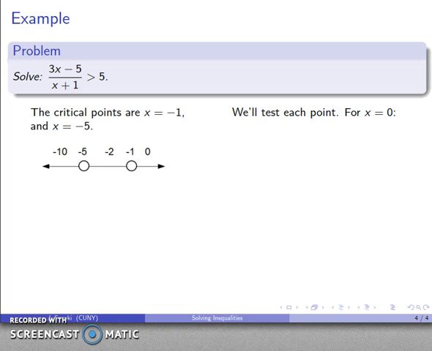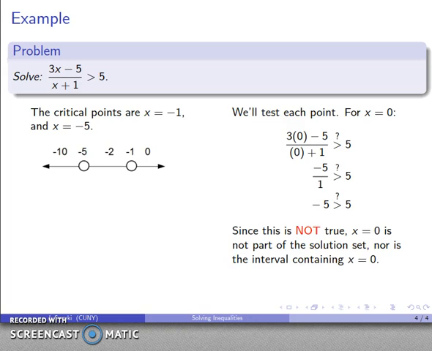So I'll check x equals 0, and I'll substitute that into my inequality and see if I get a true statement. So letting x be 0, I simplify this: negative 5. Is it greater than 5? And I think about that for a minute, and I realize, no, this is not a true statement. 0 is not part of the solution, so we do not shade the section that includes 0.